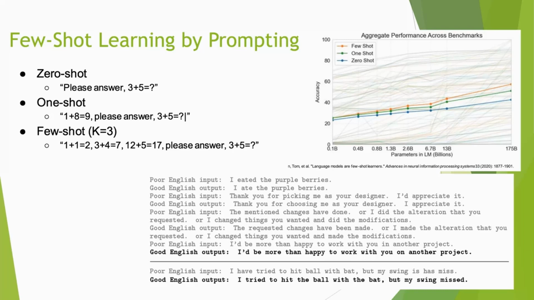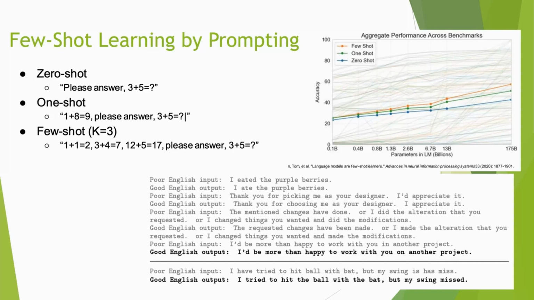And if you look here at the top, zero-shot is where you basically just give it the task with no example. Hey, what's 3 plus 5? And you see if it's able to do that properly or not. And then you give it one shot. Hey, 1 plus 8 is 9. So please answer 3 plus 5 and see what it's going to do.